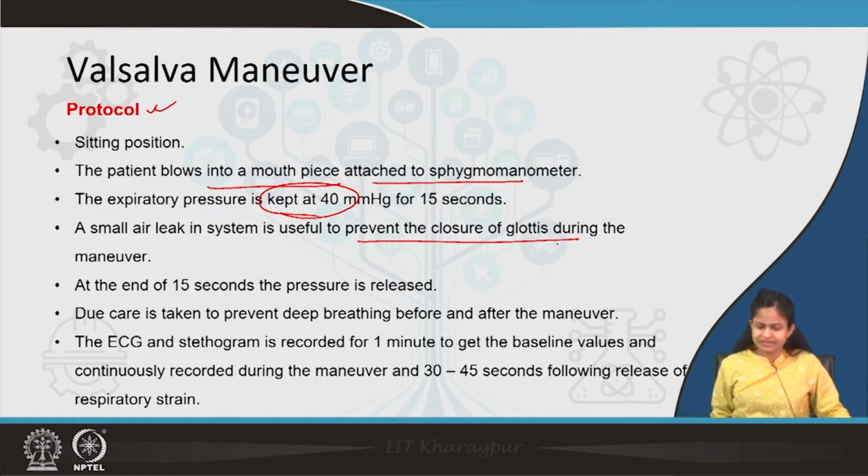Now, till 15 seconds we are maintaining the pressure. At the end of the 15 seconds we will release the pressure. Due care is taken that in between you should not take a deep breath. The ECG and the stethography, since the respiratory recording is also going on, is also recorded for 1 minute to get the baseline values, and then continuous recording is done during the manoeuvre and for 30 to 45 seconds post recovery, that is, following the release of the respiratory strain.